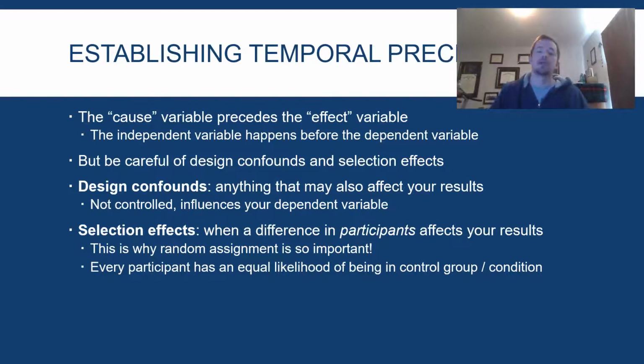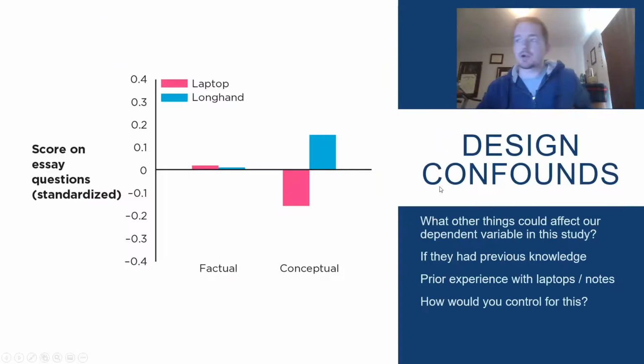So we want to make sure that we don't have design confounds or selection effects. Design confounds are when there's something about our design that is influencing our results that we aren't really noticing or controlling for. And selection effects is whenever our participants themselves are affecting our results. So something about our participants specifically is influencing the results that we are not paying attention to. So let's talk about what each of these things are.